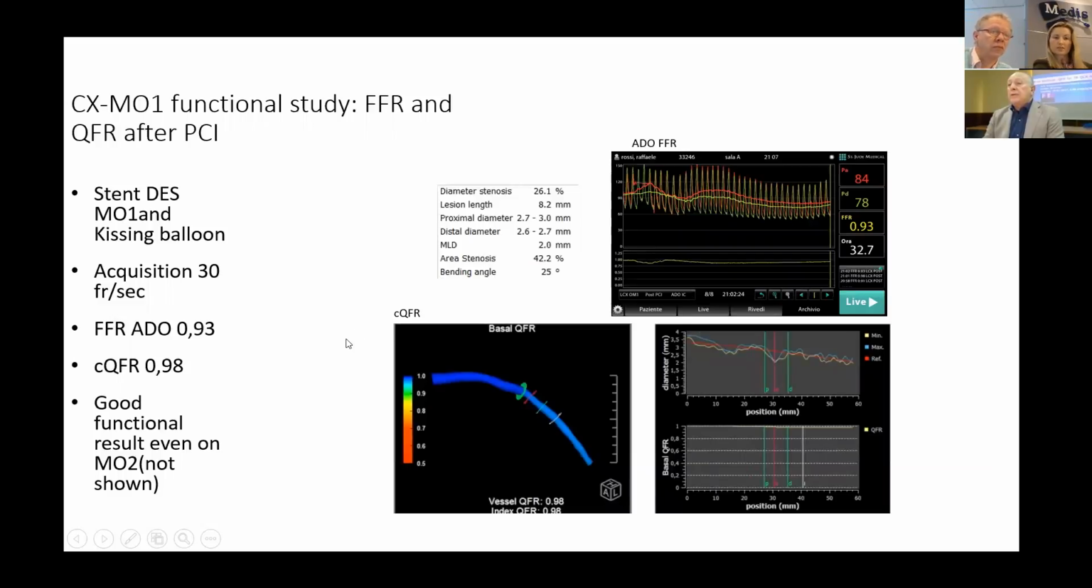And this is the QFR after treatment. We treated the patient with stenting and provisional stenting on the other branch. This is the result. It's very good. It looks similar to FFR with adenosine. And I don't show here the second marginal branch, but it was normal too. So this is a very good result.